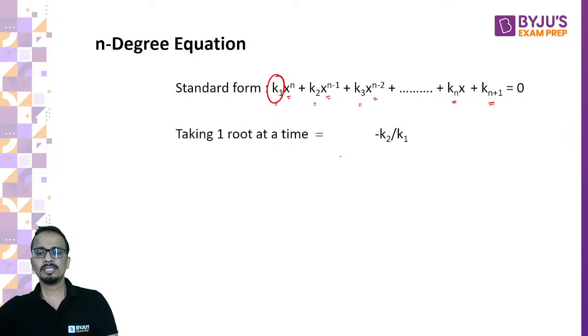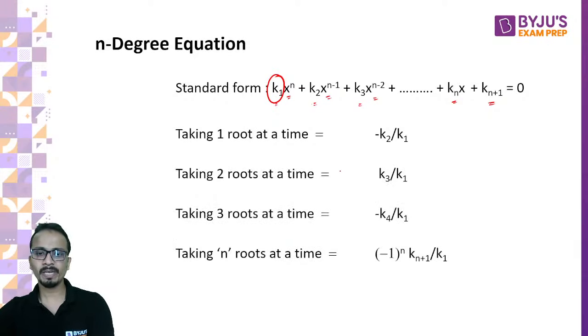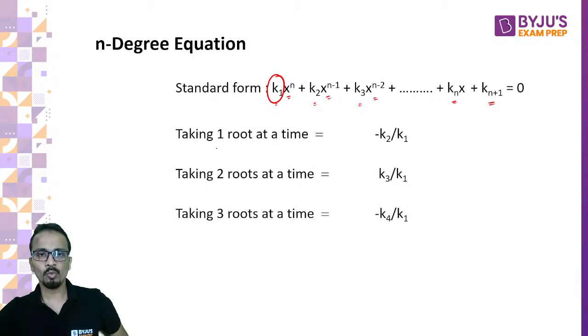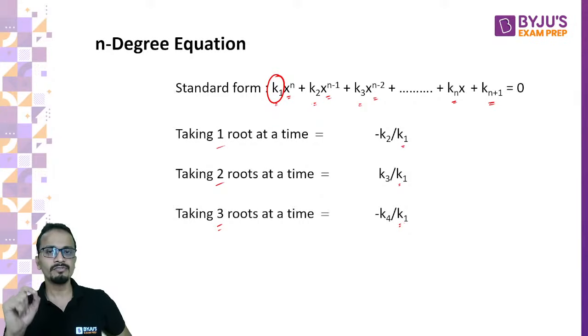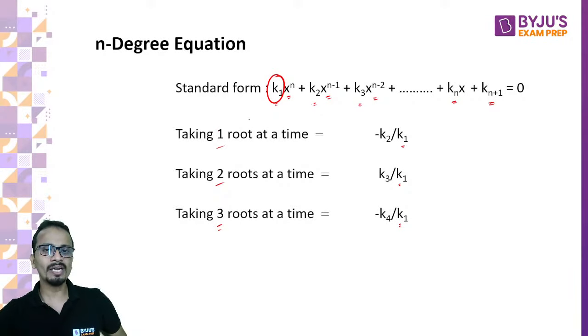So I'll display all these formulas together. Taking one root at a time, taking two roots at a time, taking three roots at a time. Just check the denominators here. In all cases, the denominator is the first coefficient, the first constant, that is k1. In the previous cases, it was a. In this case, it is k1. Now taking one root at a time, in the numerator, it will be k2. Taking two roots at a time, k3. Taking three roots at a time, it will be k4, and so on.